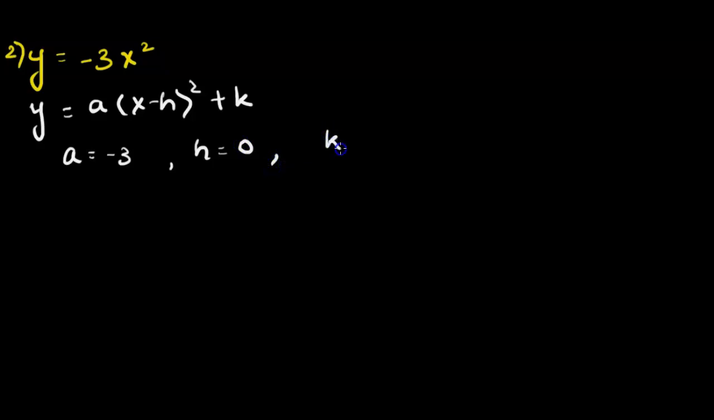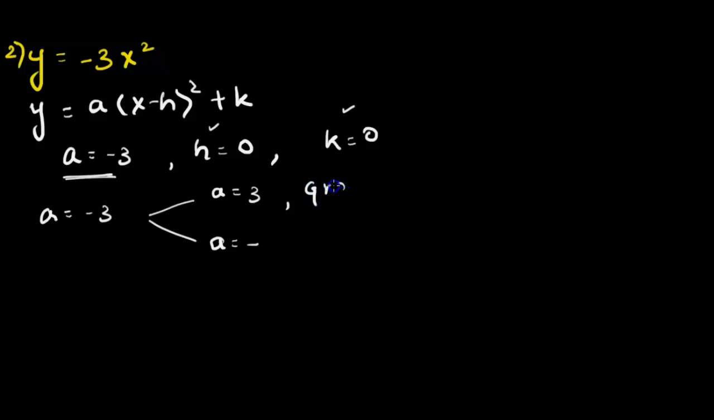If k is not there, it's a 0 as well. When h and k are 0, that means we are not supposed to describe h and k. We only have to describe the value that is given to us, and that is a value. So a equal to negative 3 means a is 3 and a is also negative. A is 3 means a is greater than 1. Therefore, we would write down that the graph is vertically stretched by a factor of 3.